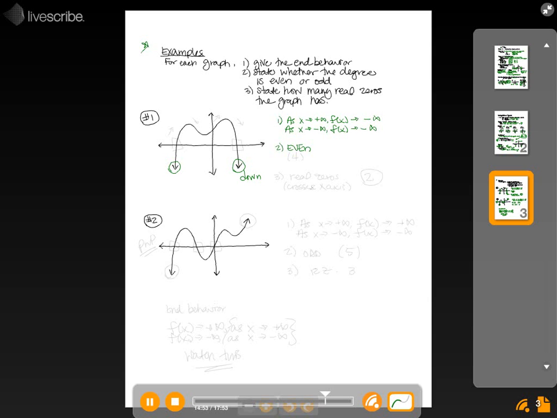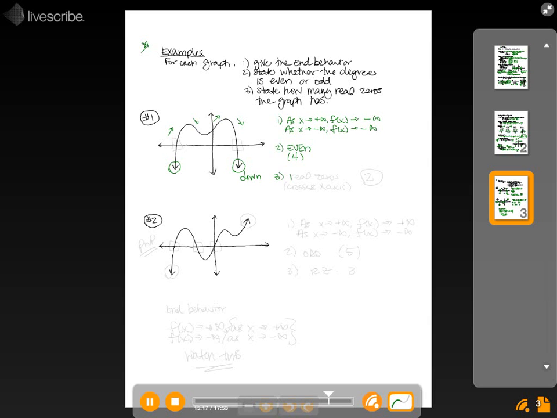Now you could count it out. You could count how many times it changes direction. And this one, it changes 4. Goes up, down, up again, and then down again. And 4 is an even number. Okay, so if I specifically ask you for the degree, then the degree is 4. That means the greatest exponent would be 4. But it's even, and that's all I want, is whether it's even or odd.